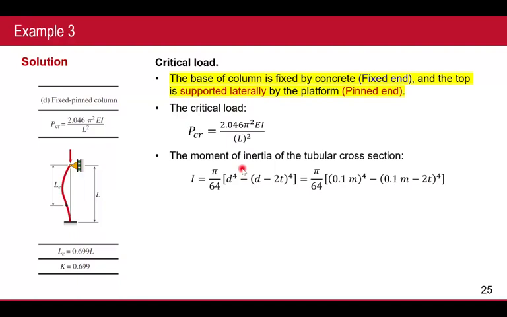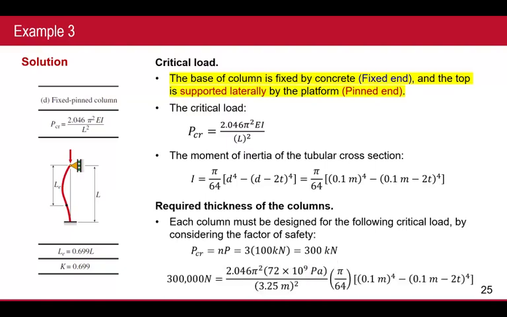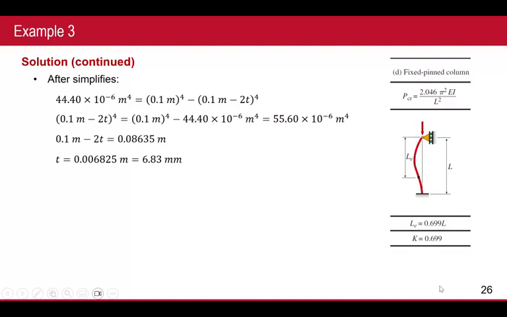Later on, we can work out the equation for a tube, and also for the required thickness. Remember, this is a safety factor, which we should consider. Pcr should be n times P, so 300 kilonewton will support the design. Then of course we can put all the values here into the equation, and we can work out that t is 6.83 millimeter.